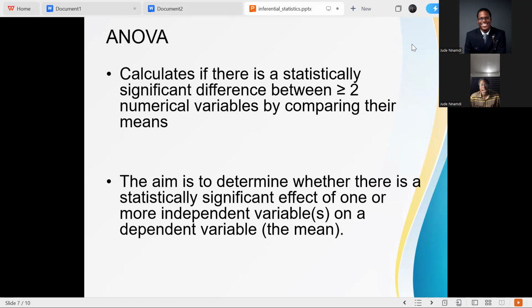Moving on to ANOVA. I see ANOVA as an extended t-test. The t-test measures two groups; ANOVA measures two or more groups. However, you should know that ANOVA is still measuring numerical variables. It compares their means to know if there's a statistical difference between these variables. The only difference between ANOVA and the t-test is that the t-test measures just two groups, while ANOVA measures more than two.